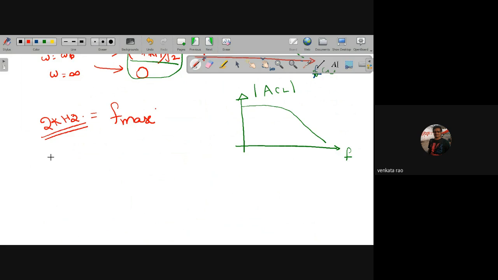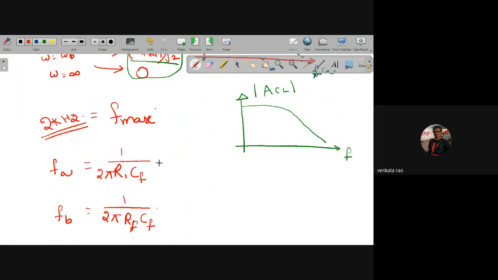Here we defined the previous two frequencies. One is FA, the other one is FB. FA is 1 by 2 pi R1 CF, and FB is 1 by 2 pi RF CF.